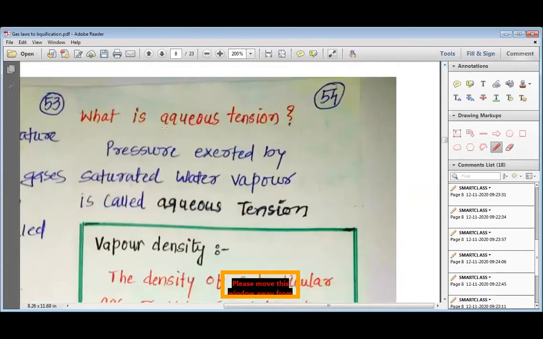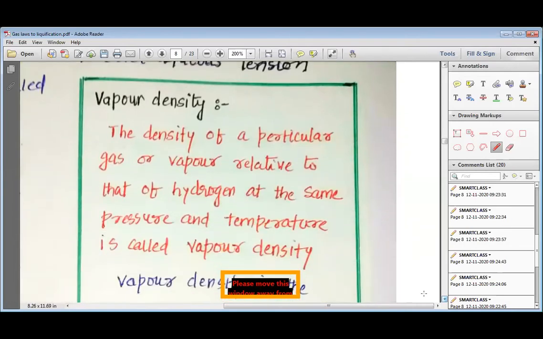Now the question arises, what is aqueous tension? What do we understand by aqueous tension? The pressure exerted by saturated water vapor is called the aqueous tension. Please remember, here the word saturated is very important. So the pressure exerted by saturated water vapor is known as aqueous tension. Once again, pressure exerted by saturated water vapor is called aqueous tension.